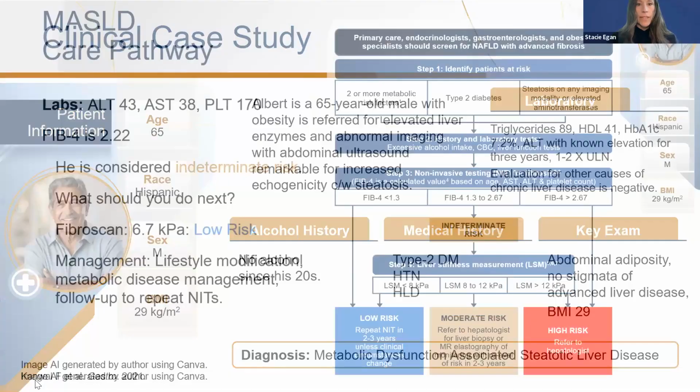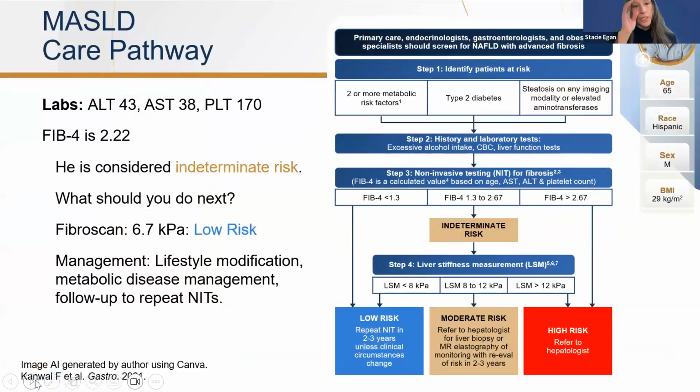We're going to do some additional workup on the patient because his FIB-4 was 2.22. So this is an indeterminate risk. We're not sure if our patient has fibrosis that needs to be treated or not. So what should you do next? You need to do another non-invasive test at this point, and one that's appropriate for the patient.